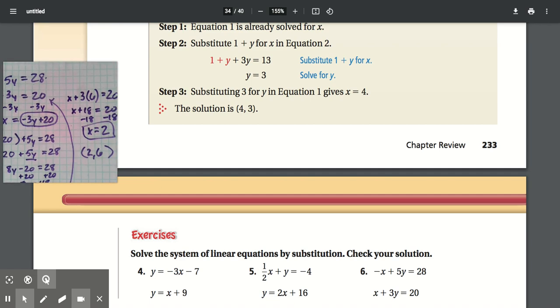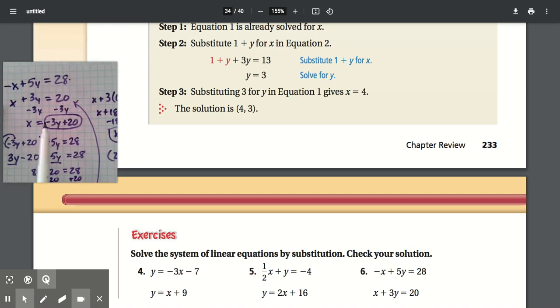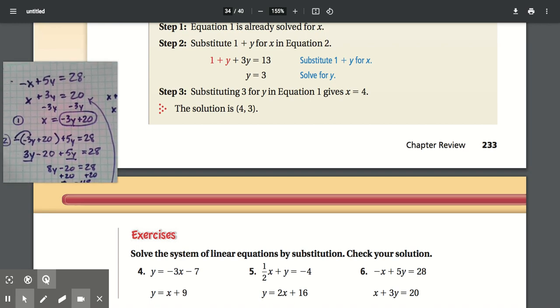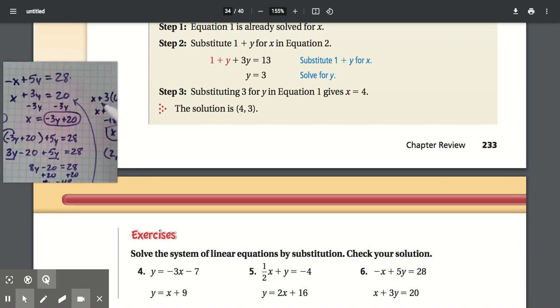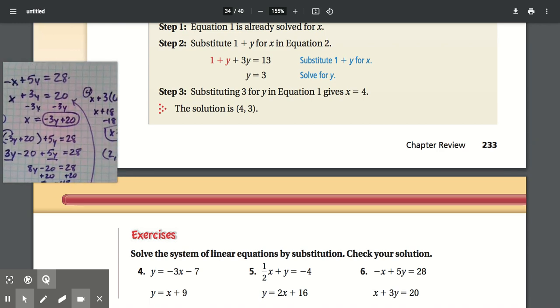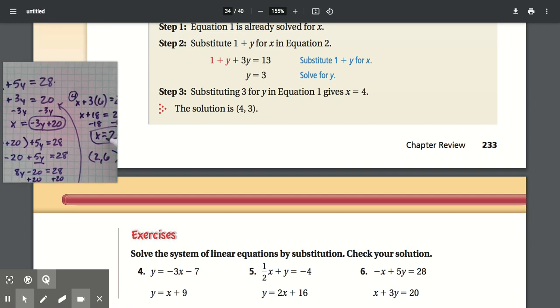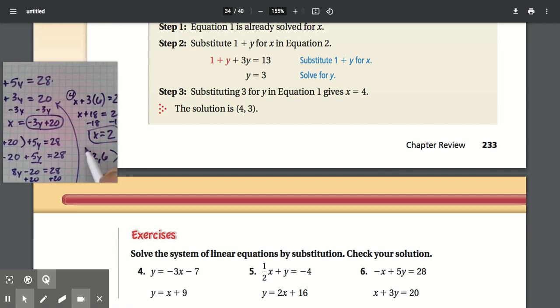So my encouragement to you is this. If you do not see one of the equations solved in terms of y equals or x equals, you have to change the equation around until you get that part. That is step number 1. Step number 2 is substitute it into the other equation. Step number 3 is solve for the value of that variable. Step number 4 is substitute that value back into one of your original equations and solve for the value of the other variable. And we don't have this technically, but write the ordered pair.